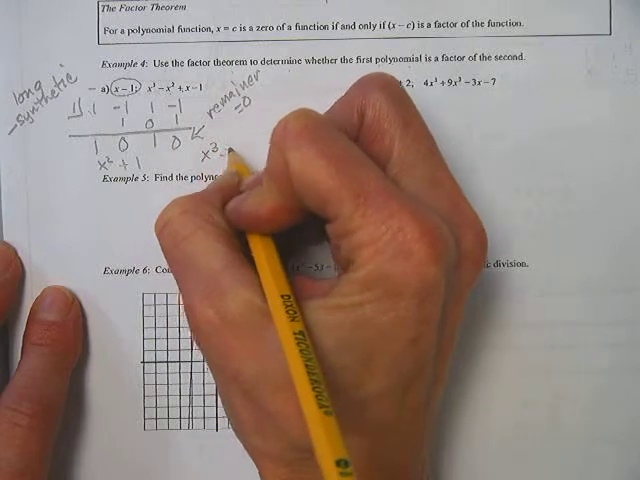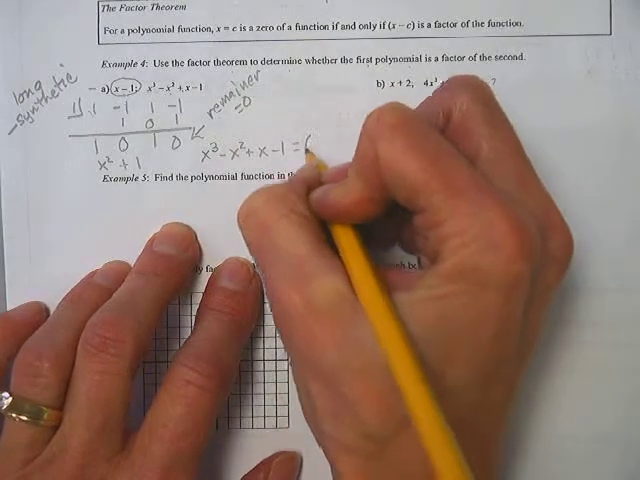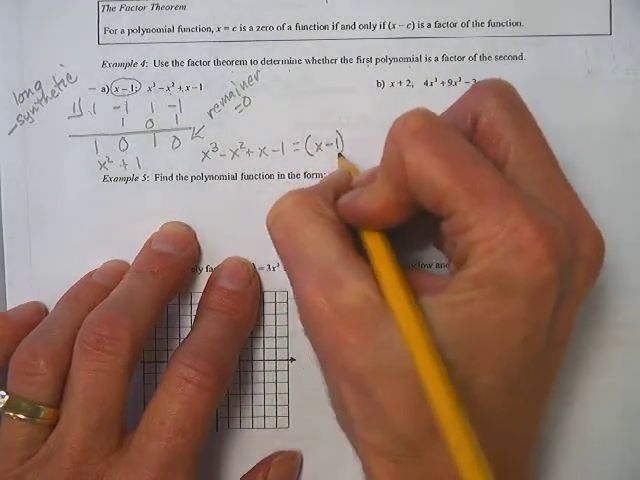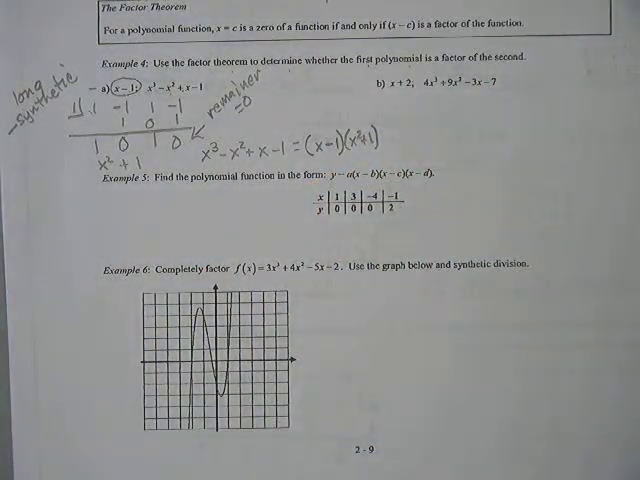So what that tells me is that x cubed minus x squared plus x minus 1 equals x minus 1 times x squared plus 1. Does everybody see that? This went in there evenly, and this was left over right here. So when you divide that by that and get a 0, I can write this as 2 factors. You can only do that if the remainder's what? 0. Has to be 0.